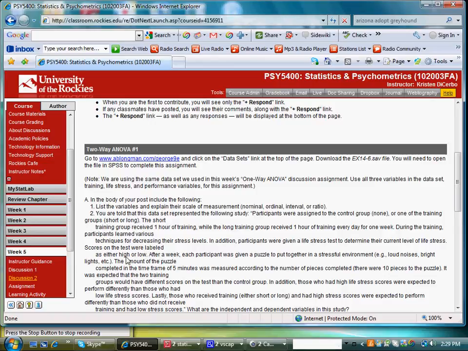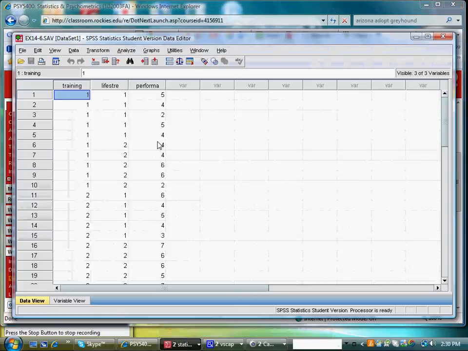That's a category or a group. If this was a continuous variable, we would have to do a different test. We couldn't do an ANOVA, but we've just got high and low. So high and low stress, and then we also have the training just like we had, and the performance is the same as we had. So let's go back to our data.